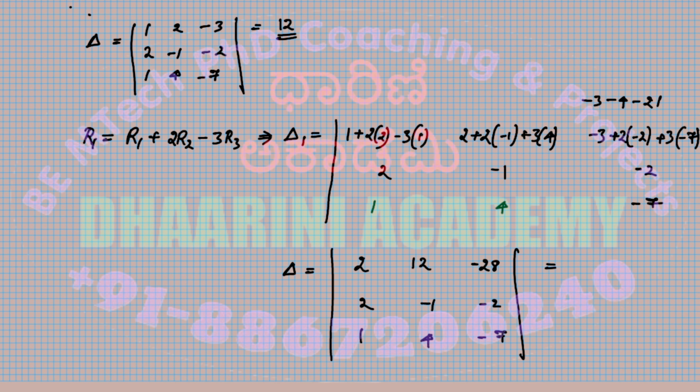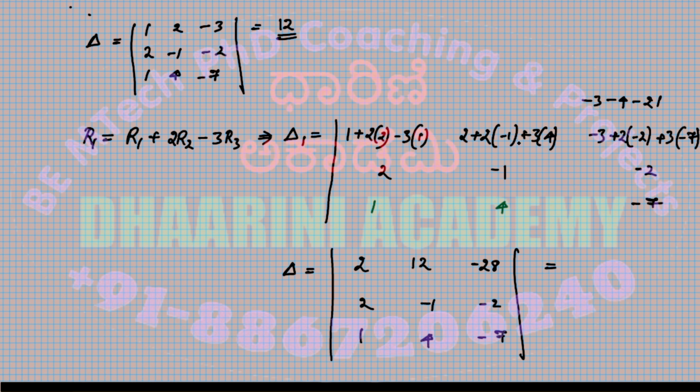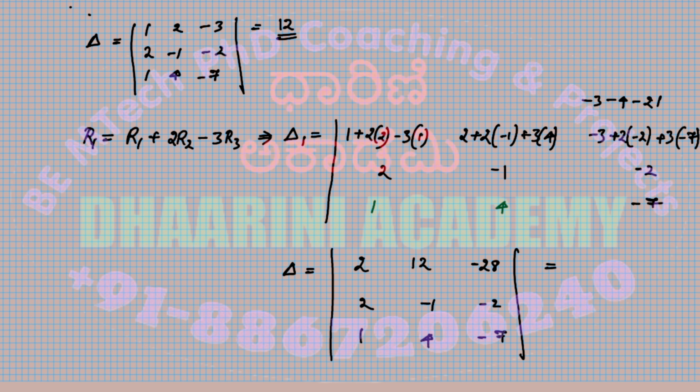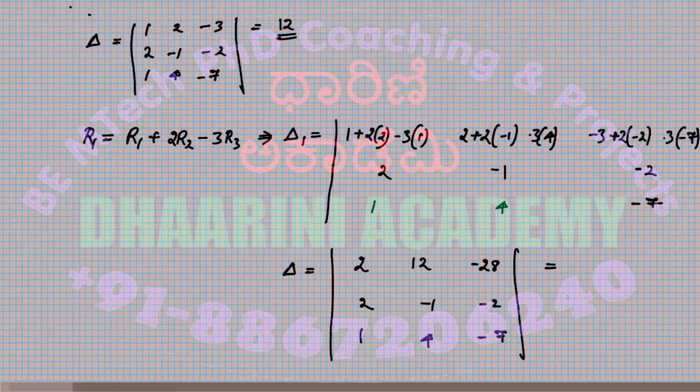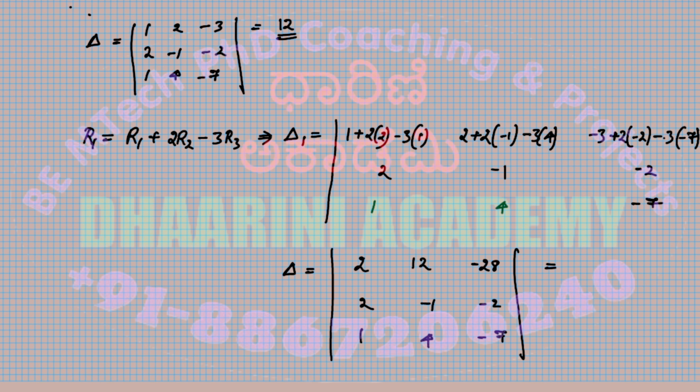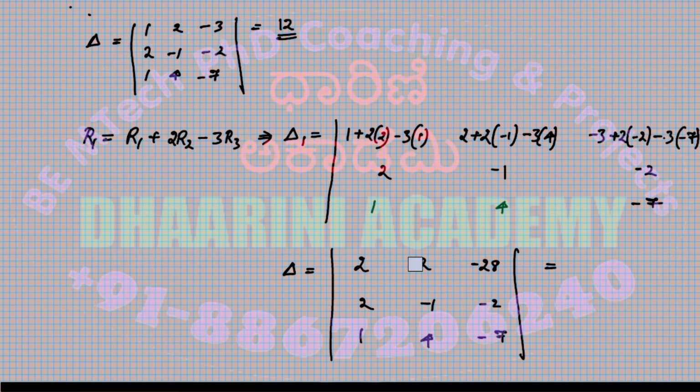Calculate the value of the determinant. So the mistake is we need to change this as minus 3. Okay, and this is also minus 3. Because of that, we have different answers coming up. So this is minus 3, this is minus. So there is a change. This value will change and this value will change.